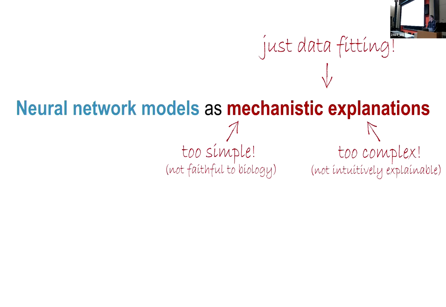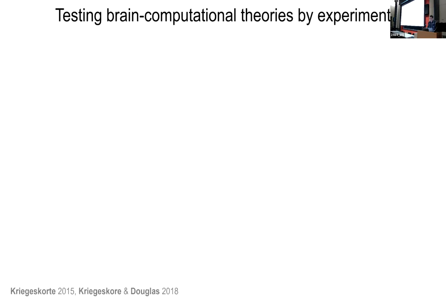And that's also an important criticism. So I think all three of these can be addressed. And I have the hope that neural network models can serve as mechanistic models and provide mechanistic explanations, but there's a lot of work to be done, right? So how do we test brain computational models by experiment?